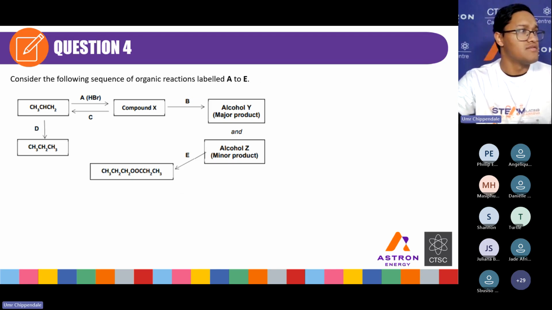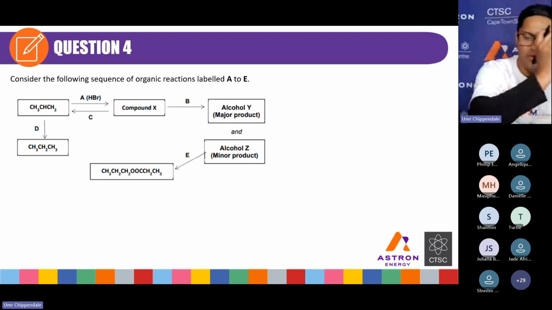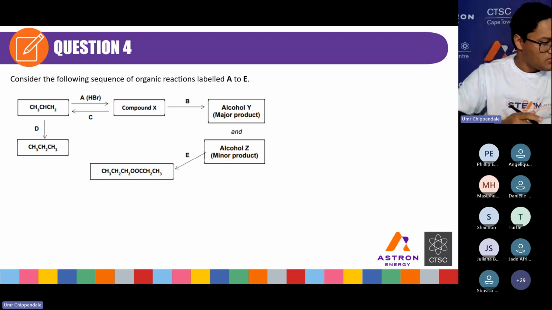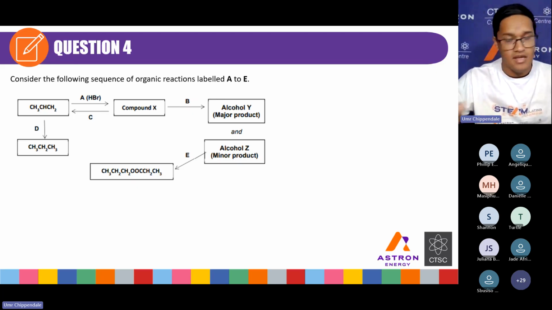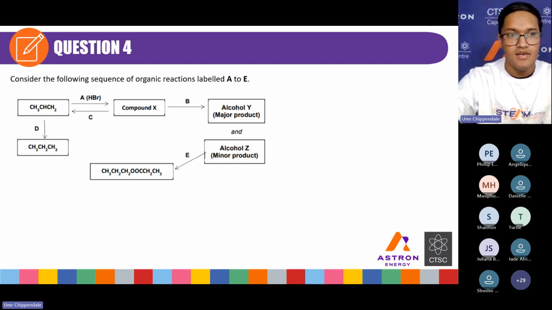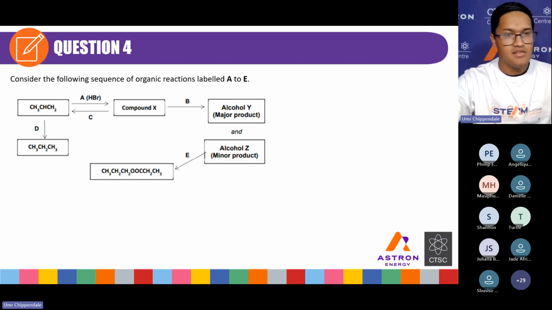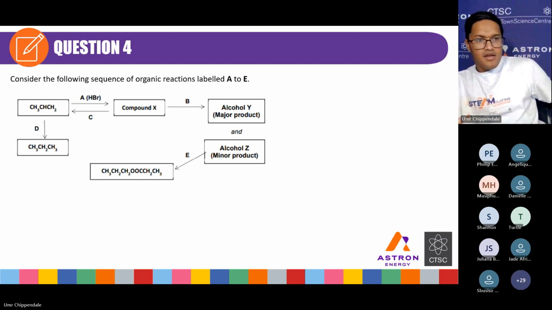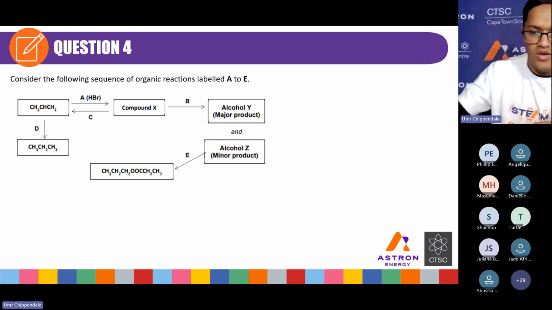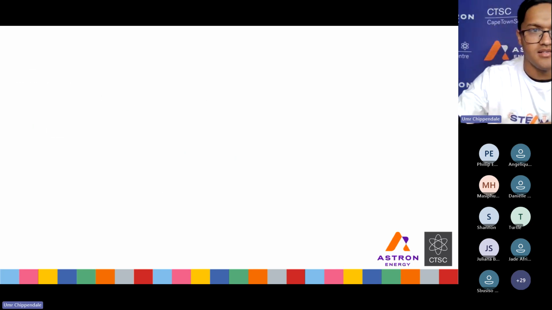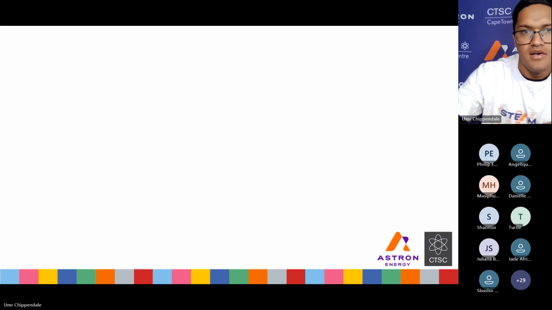Moving on to question 4, right? Depending on the time, I'll try to do question 4 and then question 5, and then we'll take a short break and go further. In this case, we'll have to look at the different parts that we have for this molecule. There's going to be quite a lot to get.